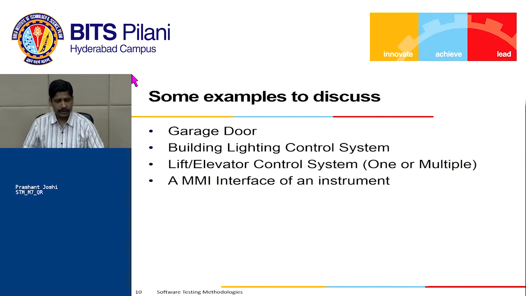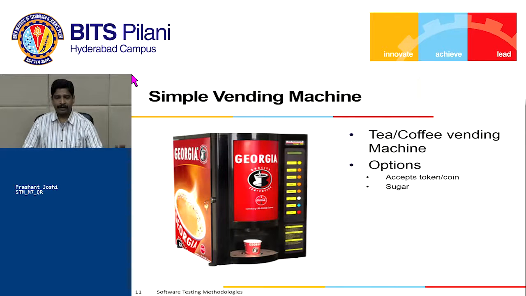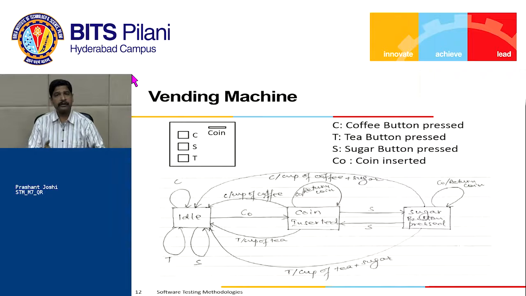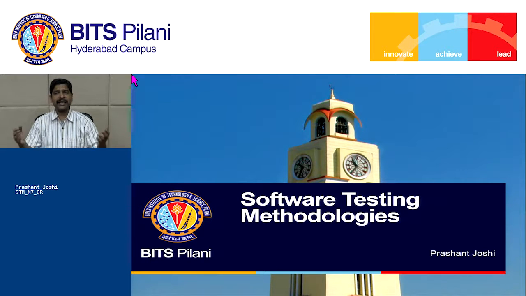We looked at some of these examples: the garage door, the building lighting control system, and the elevator control system. In fact, some of these examples are what we continue to look at throughout the remaining modules as well. And last but not least, the coffee-tea vending machine, which accepts token or coin and also gives an option for sugar, is what we looked at. And we remember that we also understood that some of these transitions are what we need to correct. And our entire mechanism to bring test cases is all around states, transitions, and paths that get created.